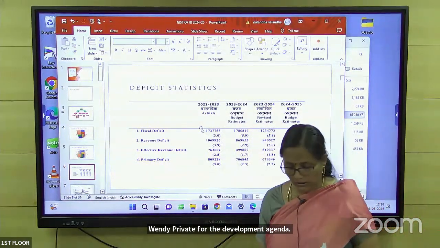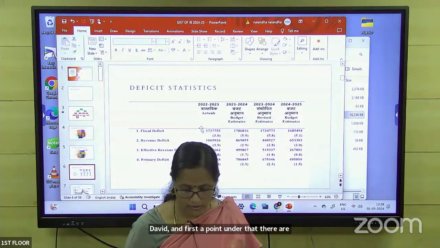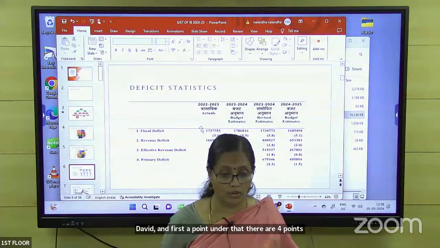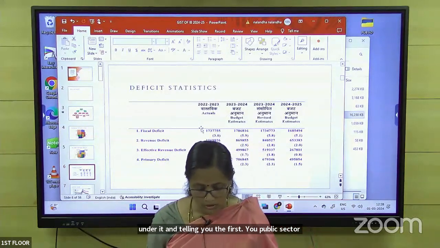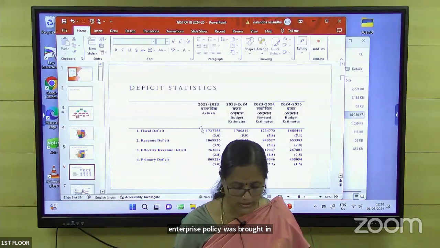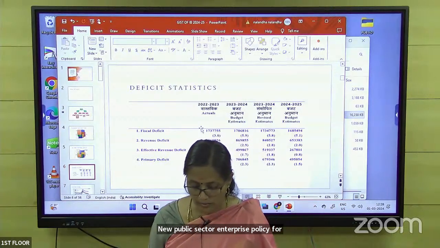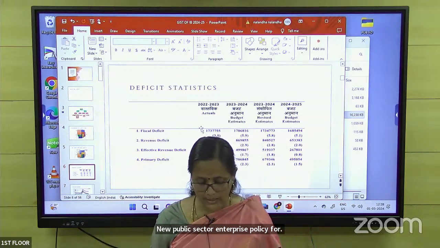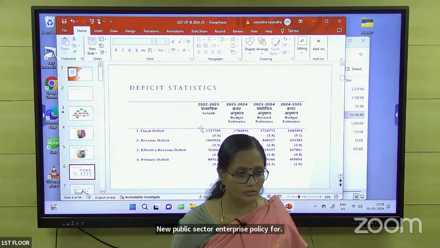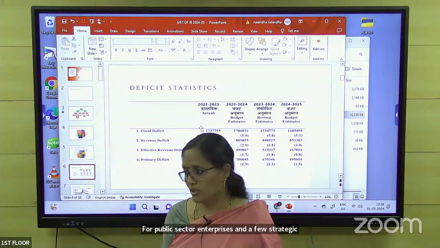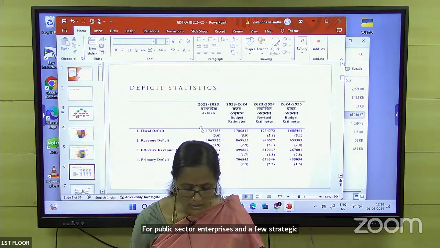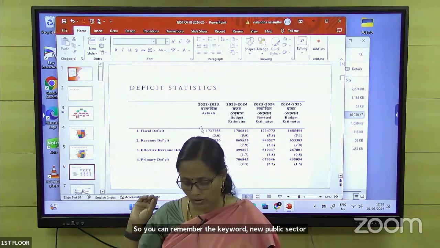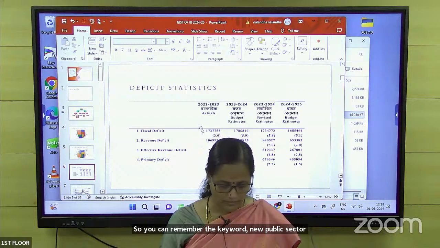There are 4 points under it. I'm telling you the first: a new public sector enterprise policy was brought in, for Atmanirbhar Bharat. It restricted the public sector's participation to a few strategic sectors. So you can remember the keyword: new public sector enterprise policy for Atmanirbhar Bharat.